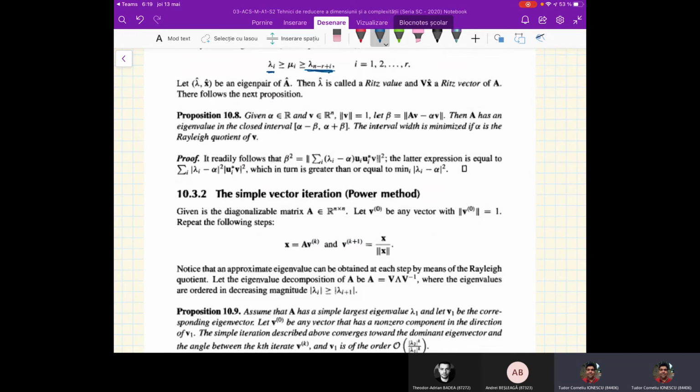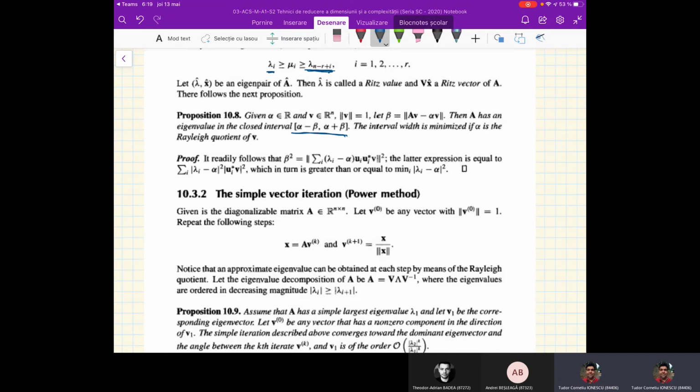And look here, given any alpha and v with norm 1, consider the quantity beta being the norm of Av minus alpha v. Then A has an eigenvalue in the interval alpha minus beta, alpha plus beta.